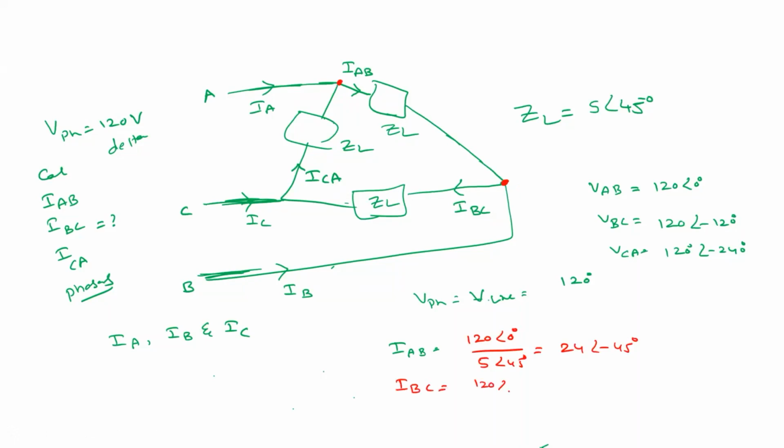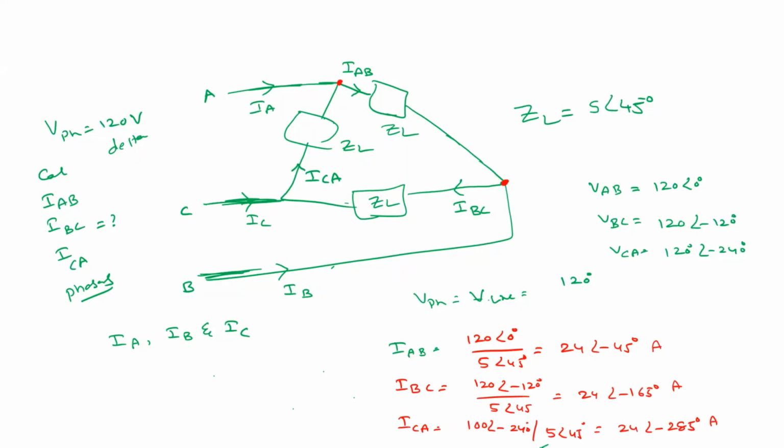It is 120 at an angle minus 120 degrees by 5, so 24 at an angle minus 165 degrees. What is ICA? 24 at an angle minus 285 degrees. All these are amperes.